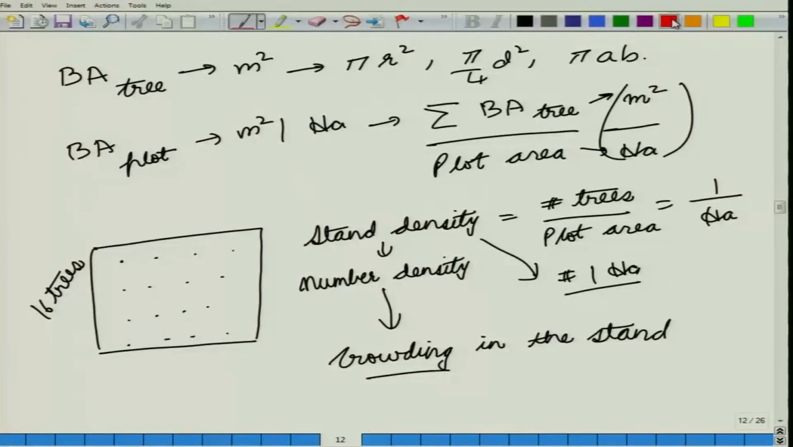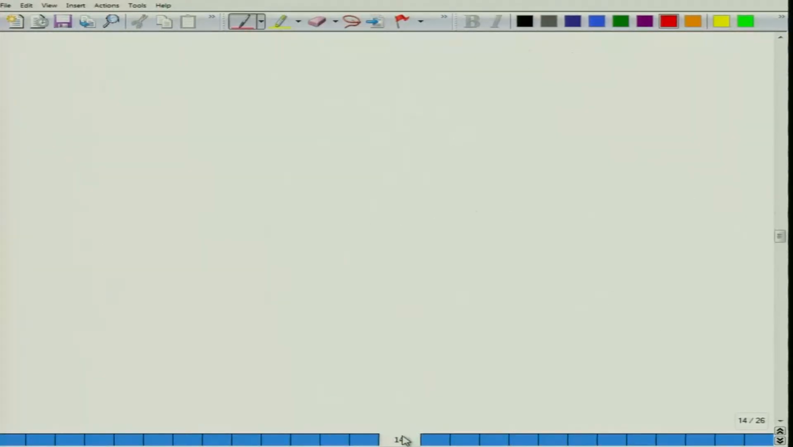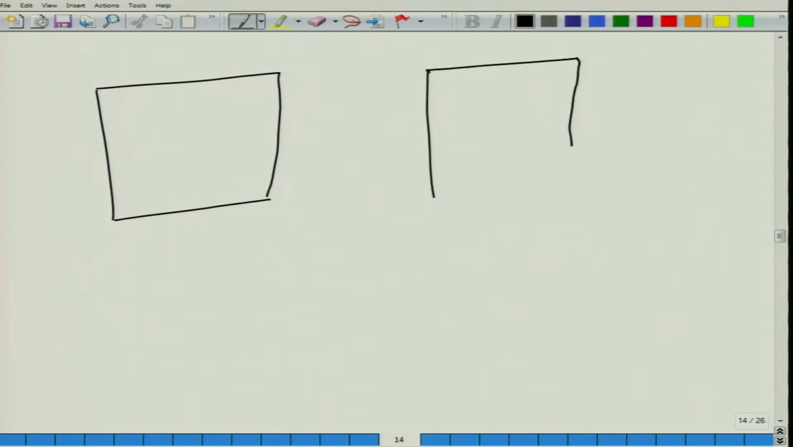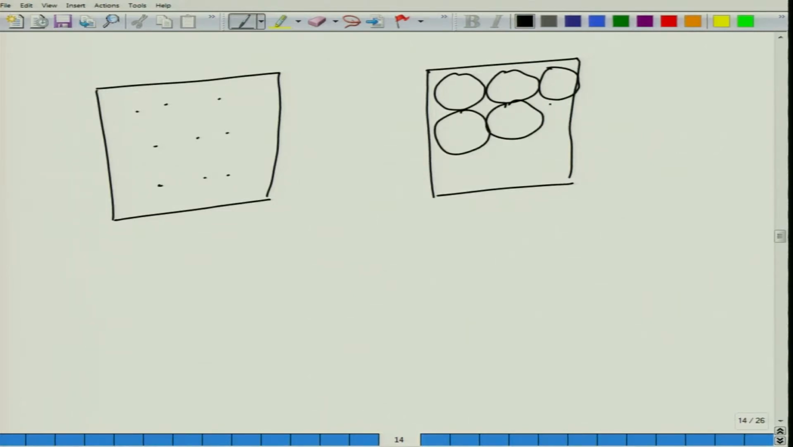Now, when we are talking about the number density, then we are calculating the crowding in the stand in terms of the number of trees that are there. But now consider this situation in which, let us consider these two plots of the same size, and both these plots are having say 9 trees. But in the first case all these 9 trees are having very small diameters, and in this case we have trees that are literally touching each other because they have grown in size.